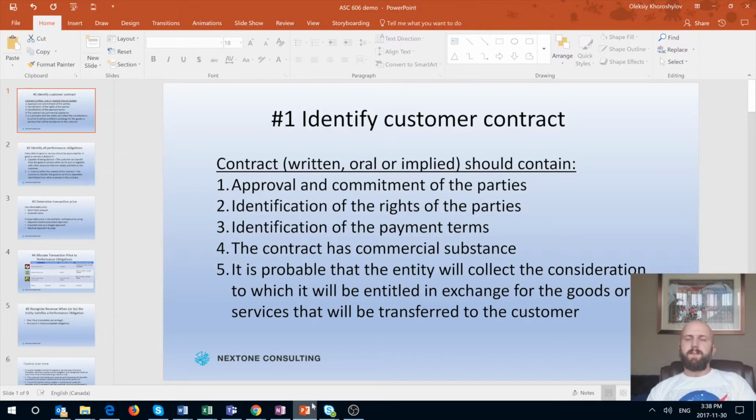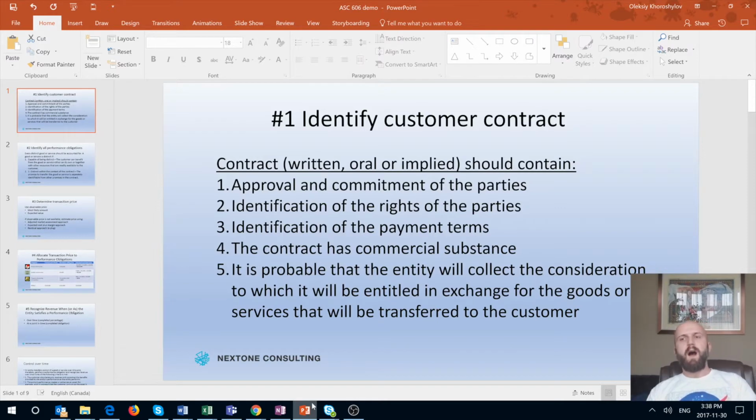ASC 606 principles are described in 5 steps. The first step is to identify customer contracts. You can see some definitions that were pulled from the ASC 606 standard text: the contract can be either written, oral, or implied, and it should follow those 5 points that you see on the slide.